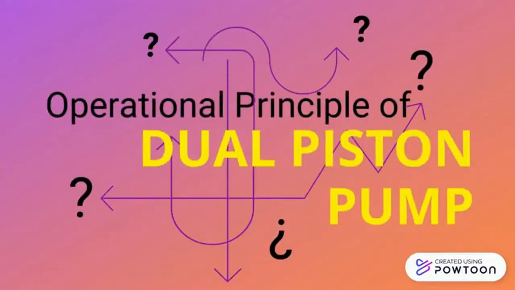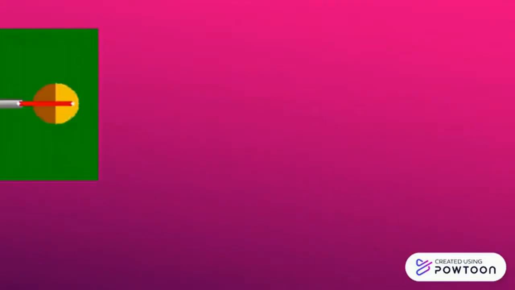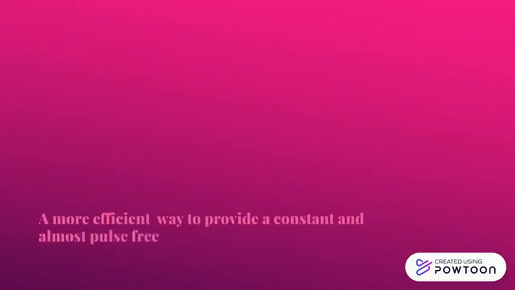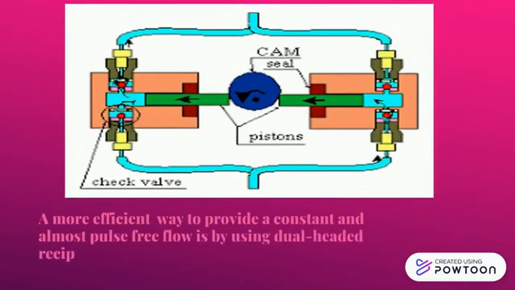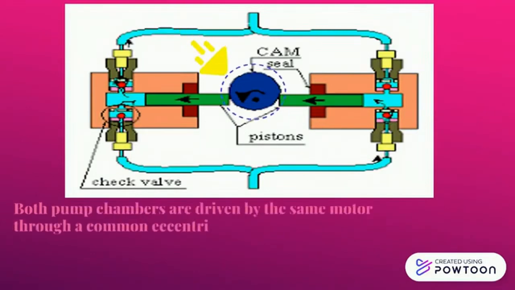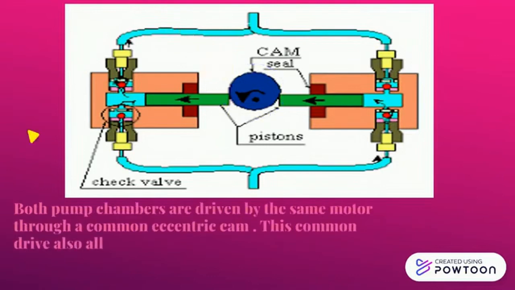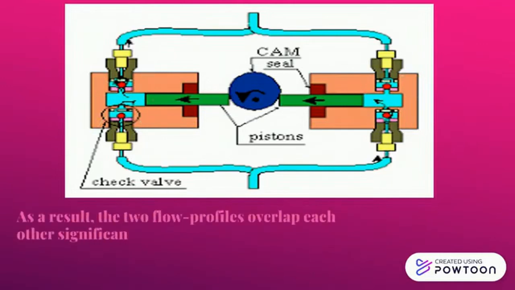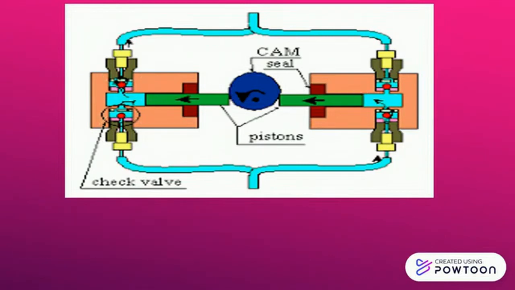Operational principle of dual piston pump. A more efficient way to provide a constant and almost pulse-free flow is by using dual-headed reciprocating pumps. Both pump chambers are driven by the same motor through a common eccentric cam. This common drive also allows one piston to pump while the other is refilling. As a result, the two flow profiles overlap each other significantly, reducing the pulsation downstream of the pump.